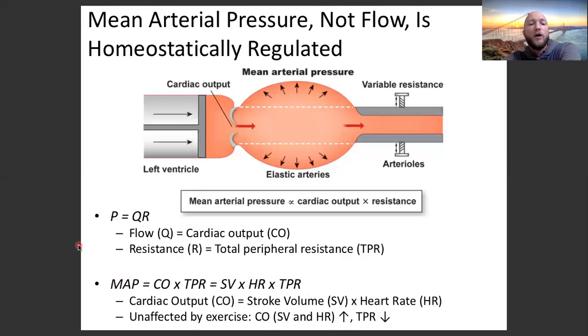So MAP is homeostatically regulated. You have three variables where you can affect change on MAP. If you want to change MAP, you change stroke volume, you change heart rate, or you change total peripheral resistance.